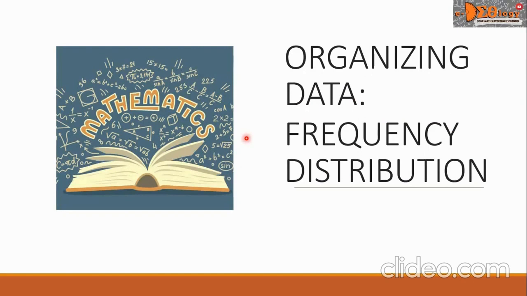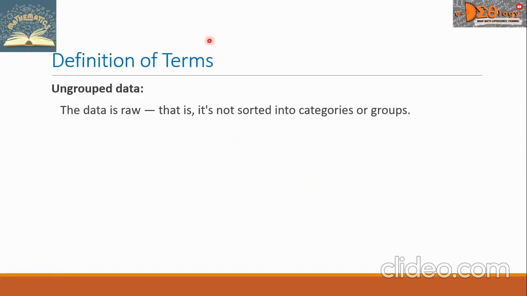Hi everyone, today we're going to study organizing data. That is, we will study frequency distribution. First, let us define some terms. The first term is ungrouped data. It means the data is raw. That is, it's not sorted into categories or groups.